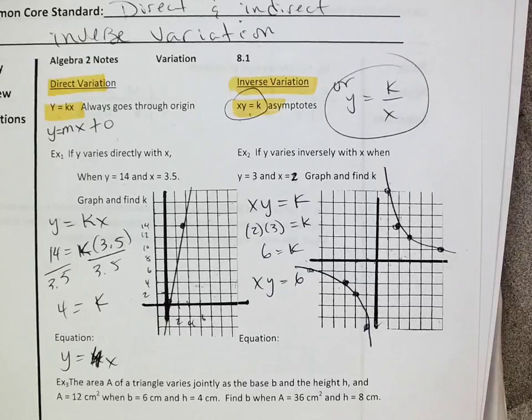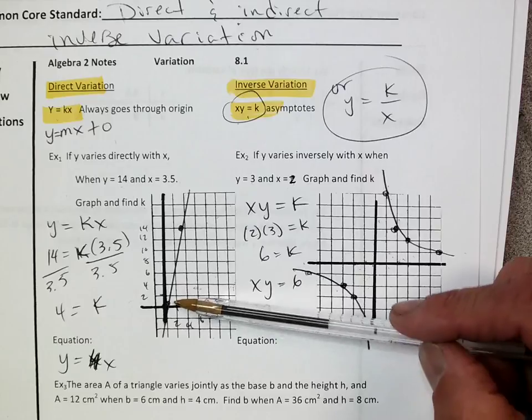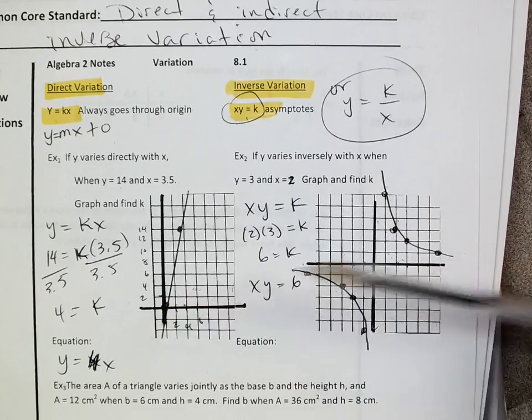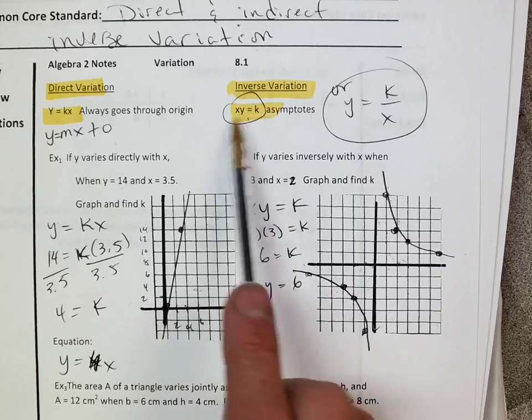Okay, good. So here's the thing. If straight goes through the origin, it's going to be direct. Straight through the origin, direct. If it curves like this, it's going to be inverse because you've got two numbers multiplying.